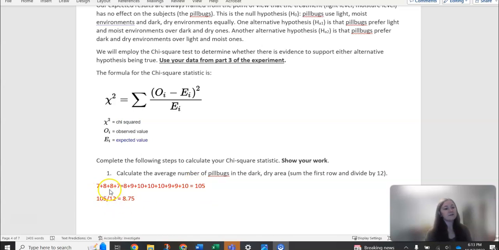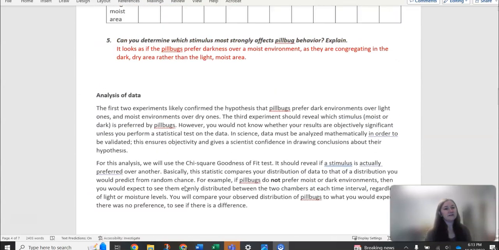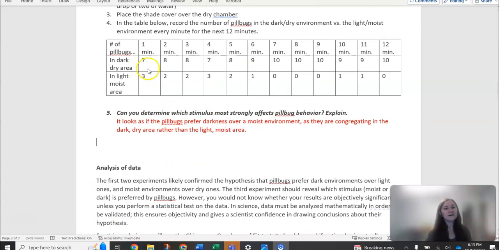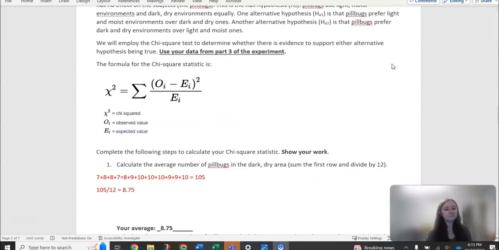As you can see, we have the data from this table for the dark dry area: 7 plus 8 plus 8 plus 7, all the way to the end until 10, and that gives us 105. Then we take 105 and divide it by 12, because we're just getting an average of how many pillbugs are in that dark dry area over the course of those 12 minutes. So our average is 8.75.